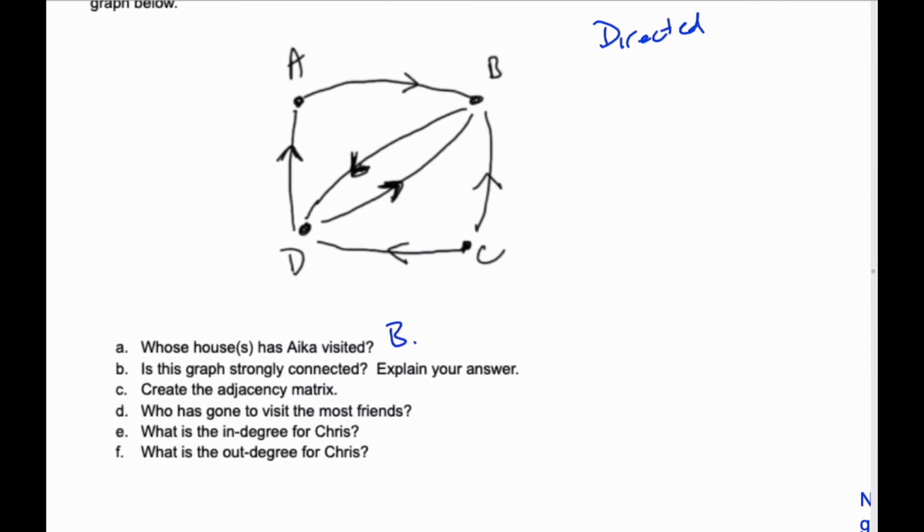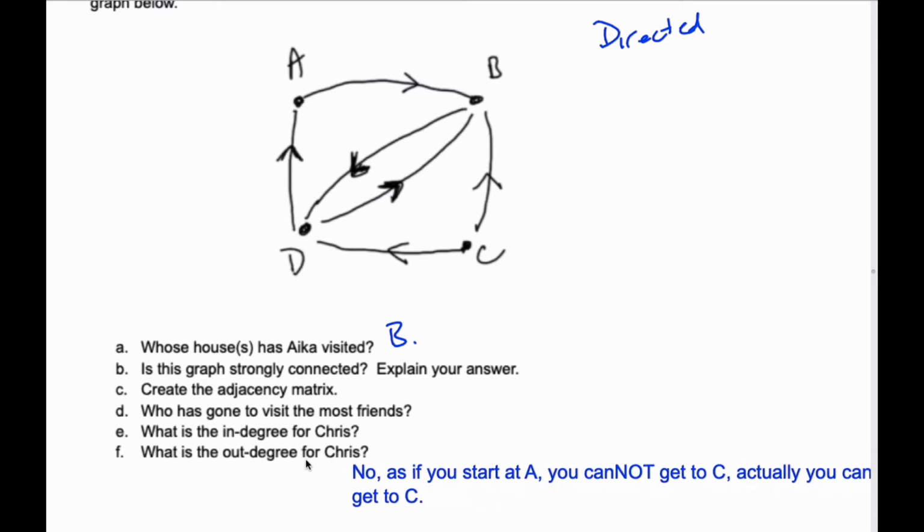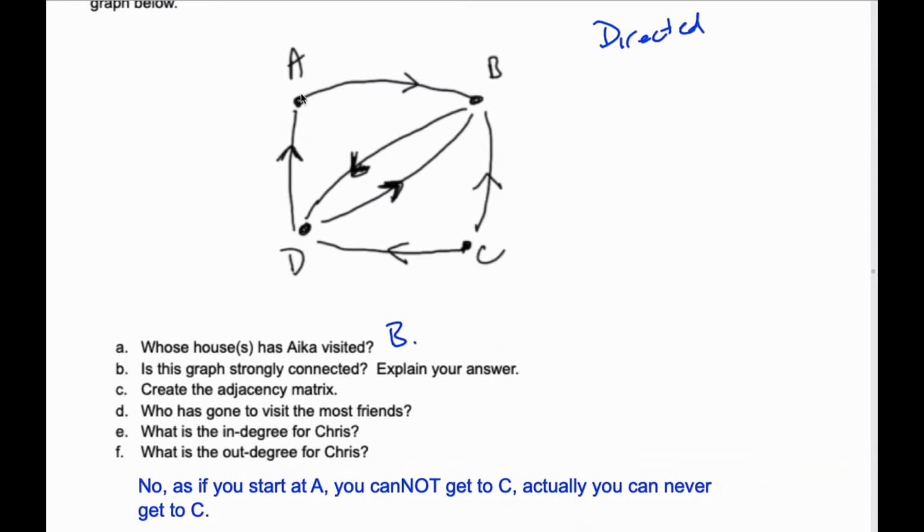Now, is this particular graph a connected graph? Well, or sorry, more specifically, a strongly connected graph. And the answer is no. The reason being is because if you start at A, there is no possible way to get to C. I could go from A to B, and then to D, and then to A. I could just go round and round, and I'll never get to C. In order to be a strongly connected graph, you have to be able to go from any vertex to any other vertex. So it's not strongly connected.